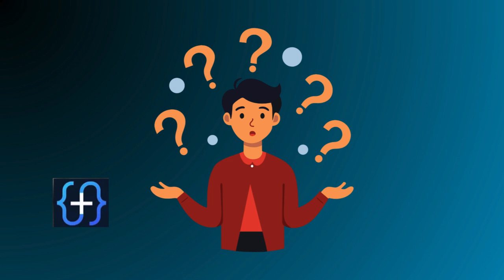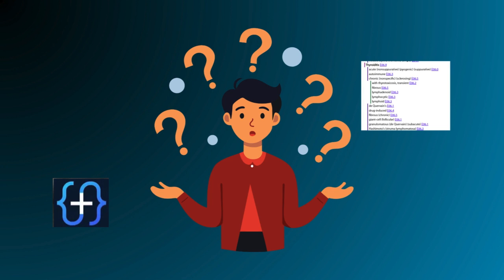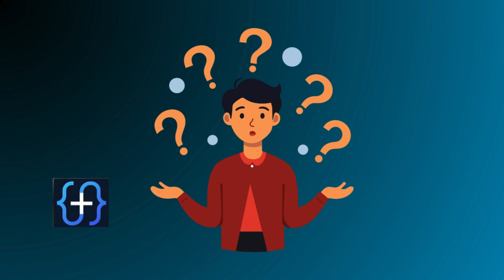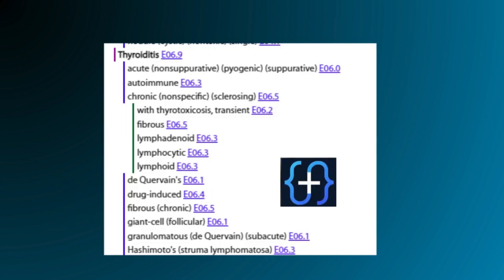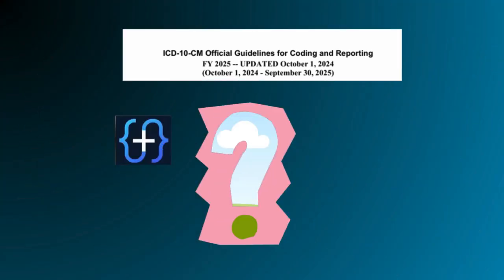Great point. If the type of chronic thyroiditis is specified, such as Hashimoto's thyroiditis, you would find thyroiditis in the alphabetic index. Under thyroiditis, look for Hashimoto's or autoimmune. Assign the specific code E06.3 for autoimmune thyroiditis, Hashimoto's. In this case, you would still code both the acute and chronic conditions if both are documented and codable, sequencing the acute code first. How do I ensure I'm following the guideline correctly during the exam?